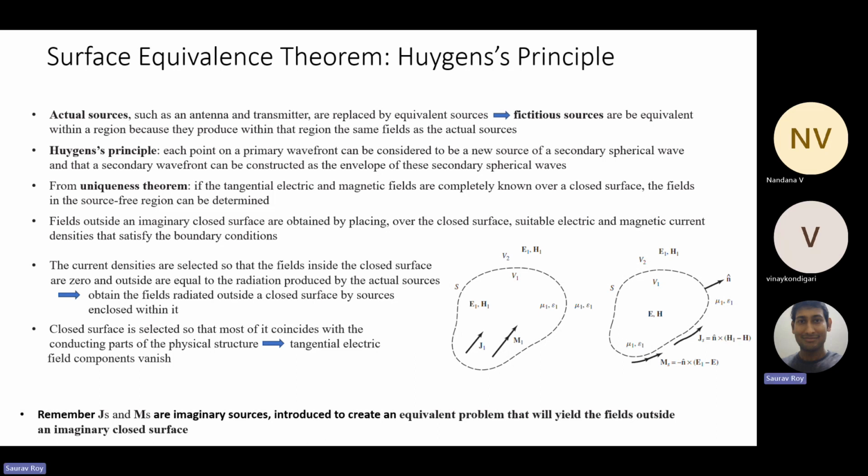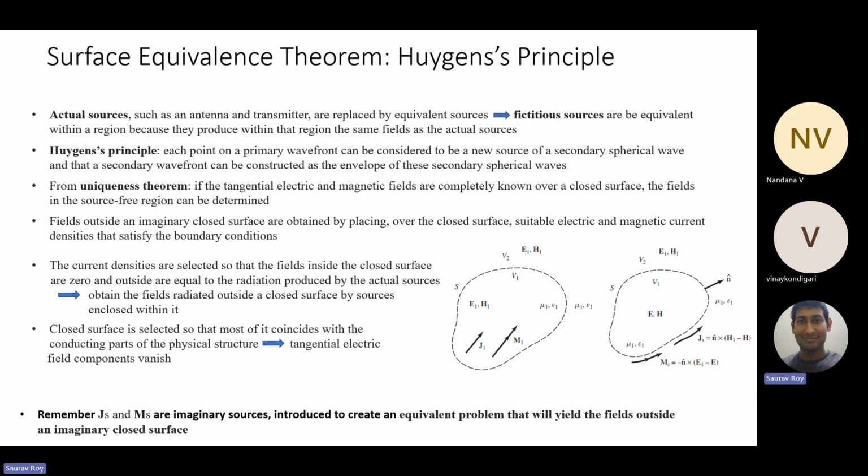Now what are the actual sources? Actual sources are just like an antenna or transmitter. In that case, we have either current density J or magnetic current density M. They are replaced by some equivalent sources. These sources are actually fictitious or imaginary, and they will be placed on this surface S. These equivalent sources will create the same fields E1 and H1 outside this boundary. That you remember, it has to be outside the surface S.